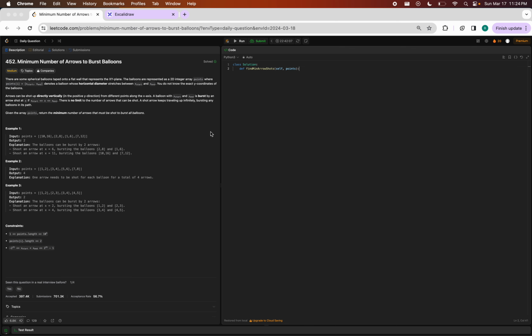Going to be solving 452, Minimum Number of Arrows to Burst Balloons. It's a medium question and it's the LeetCode Daily for March 17th.